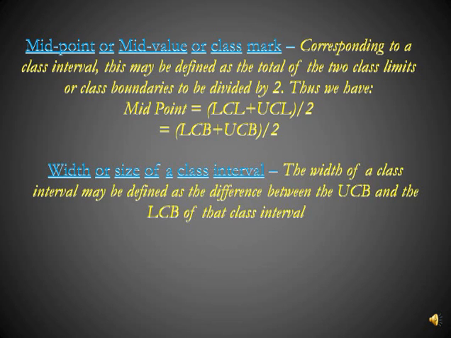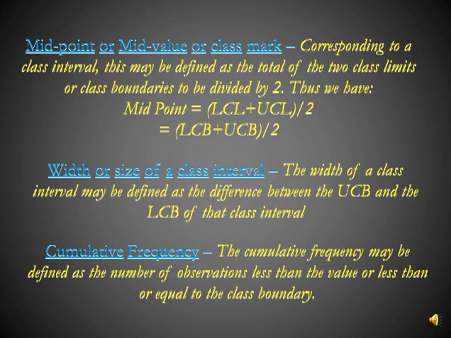Next term is width or size of a class interval. The width of a class interval may be defined as the difference between the upper class boundary and the lower class boundary of any particular class interval. For example, if we took our previous question of BBA students, in that case, class length or width is 48.5 kgs minus 43.5 kgs, that is 5 kgs for the first class interval, and similarly it will remain the same for the other class intervals also.